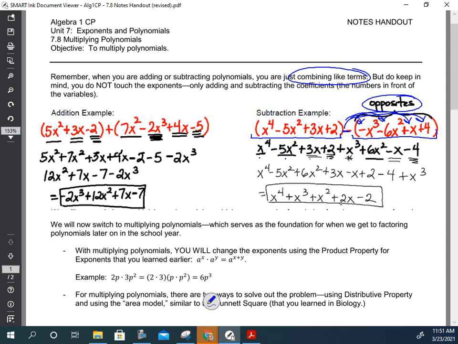Main thing to keep in mind is your final answer must be in standard form. Standard form is when you start with the biggest exponent and you go down to the smallest exponent. Start with the biggest and work your way down. That's a quick recap of adding and subtracting. Any questions with either of those two?